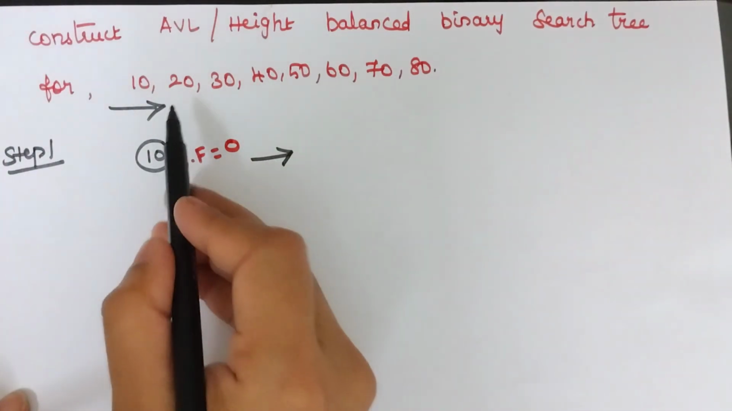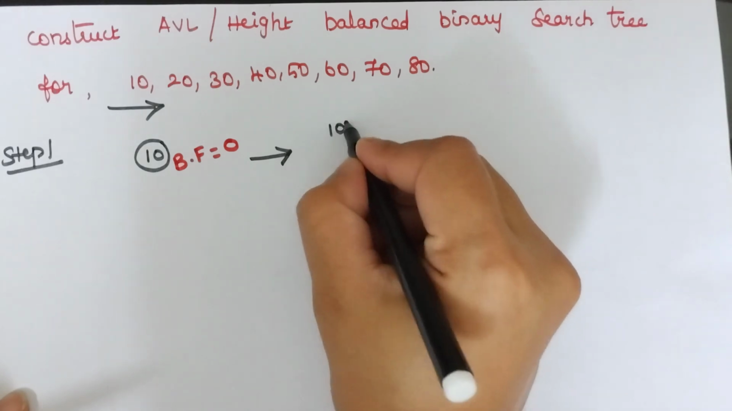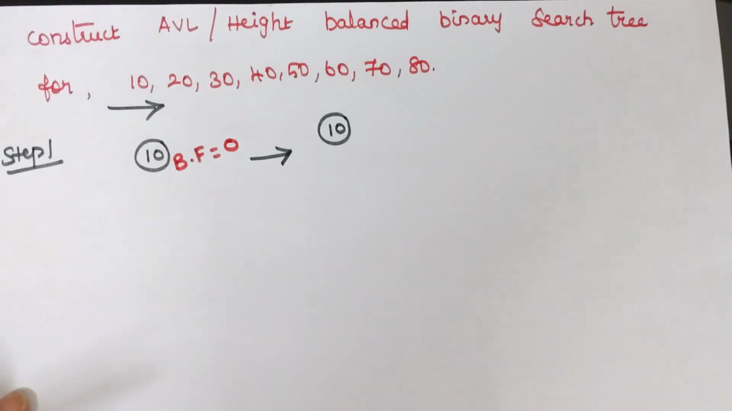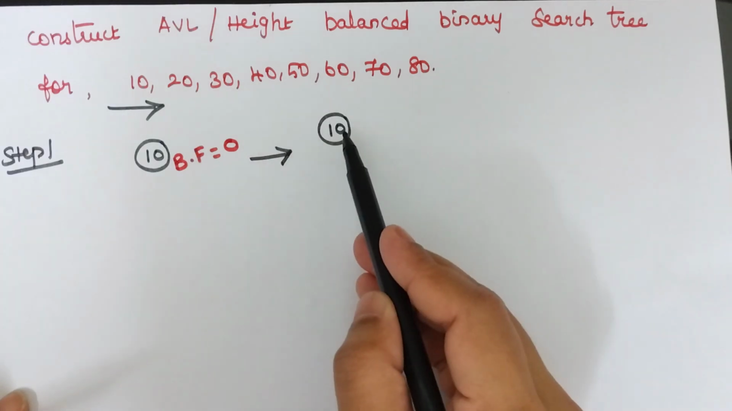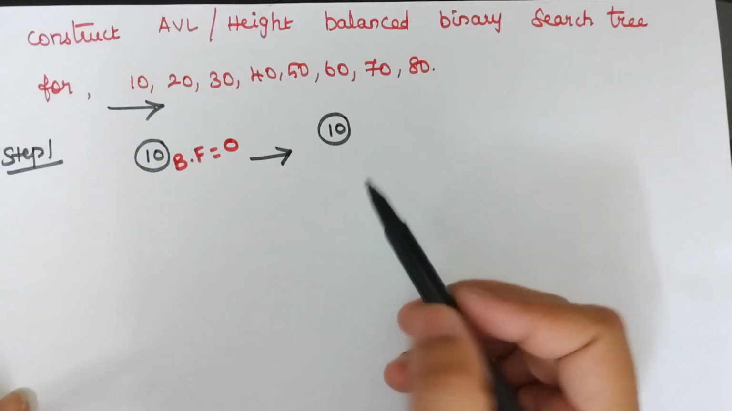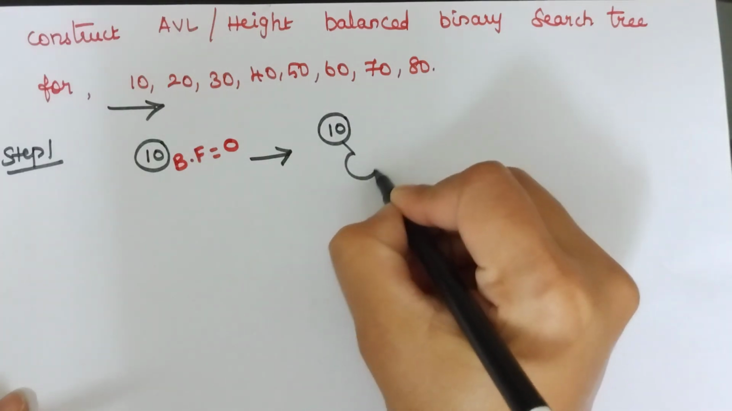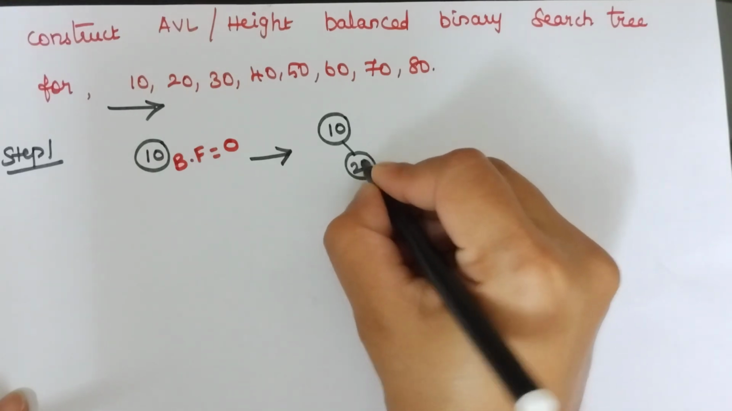What is the next step? Insert 20. When you are inserting 20, I told you should follow the binary search tree property. So where will 20 get placed? First compare 20 with 10. 20 is greater than 10. If it is greater than 10, place it at the right hand side of 10. So 20 will be placed here.